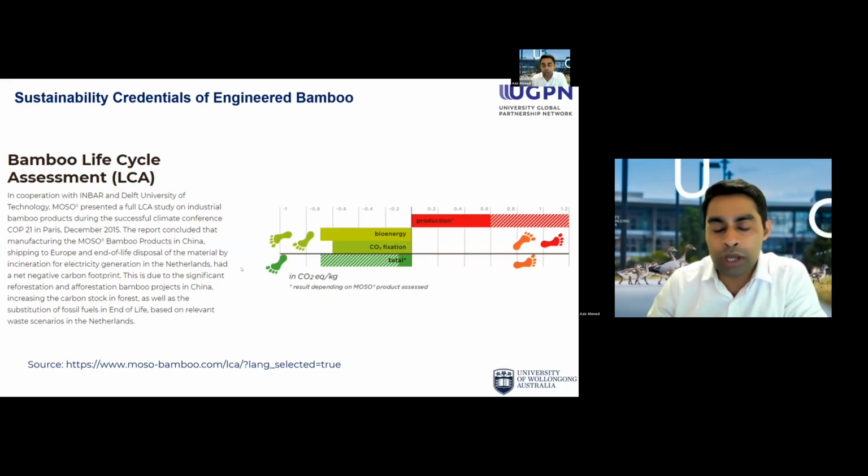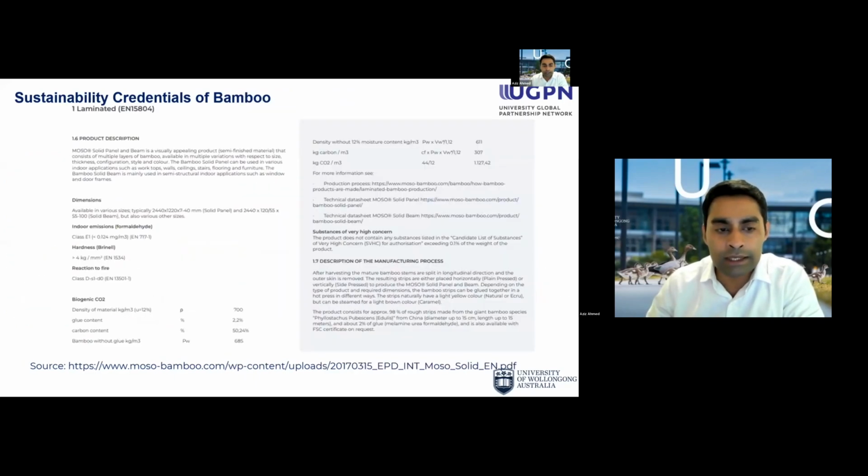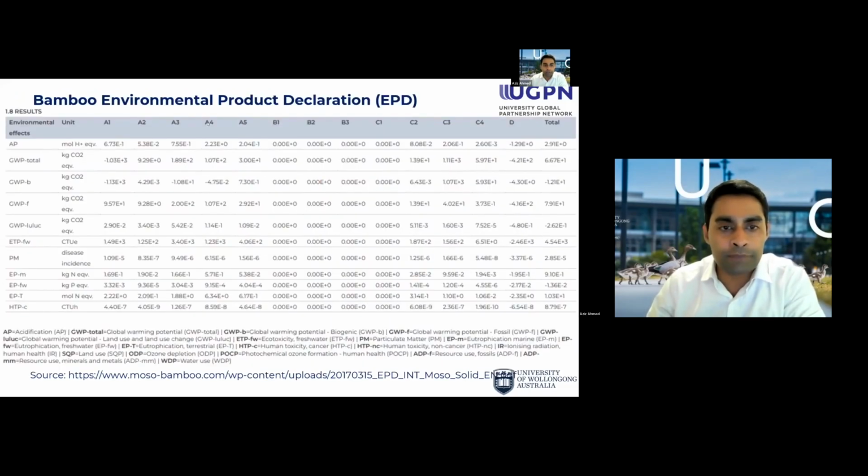So we do have the base that we can compare against, and we know exactly what type of information we require for comparison. And in this publication, they provide a lot of information, especially the environmental product declaration.